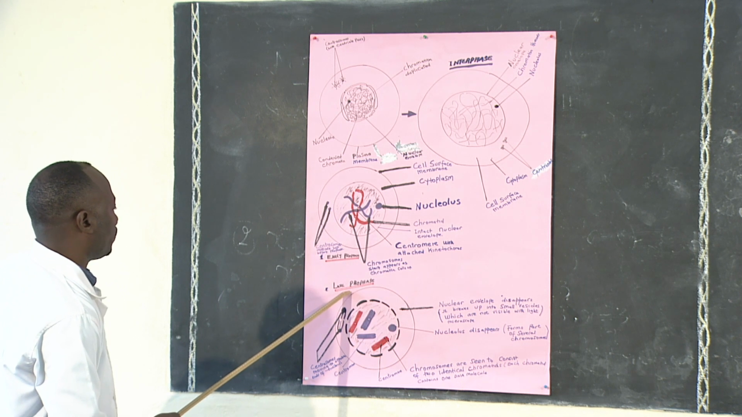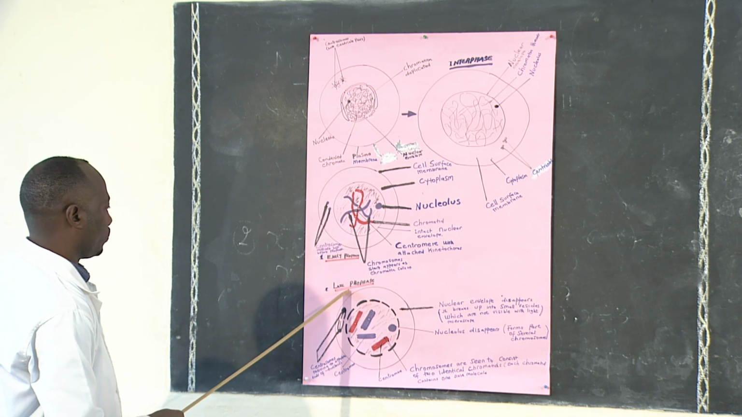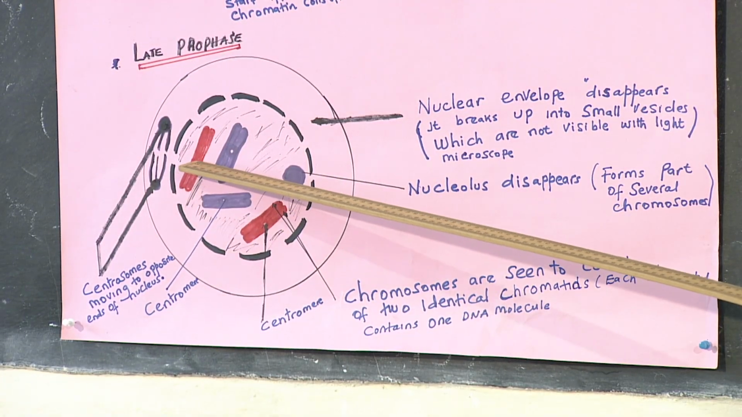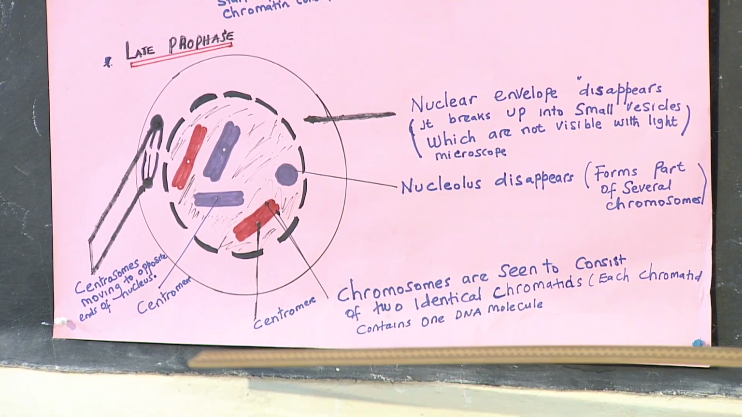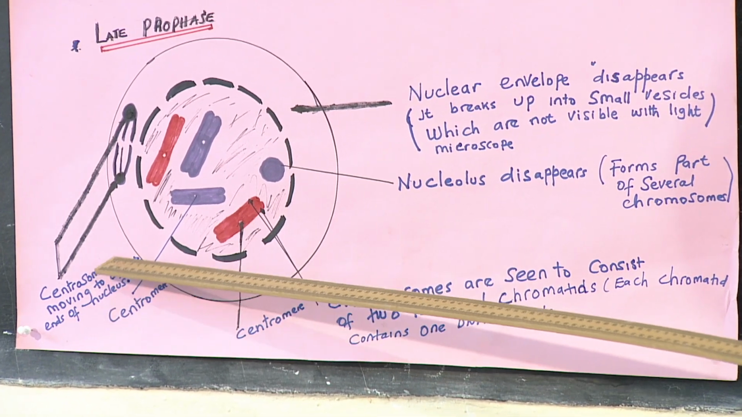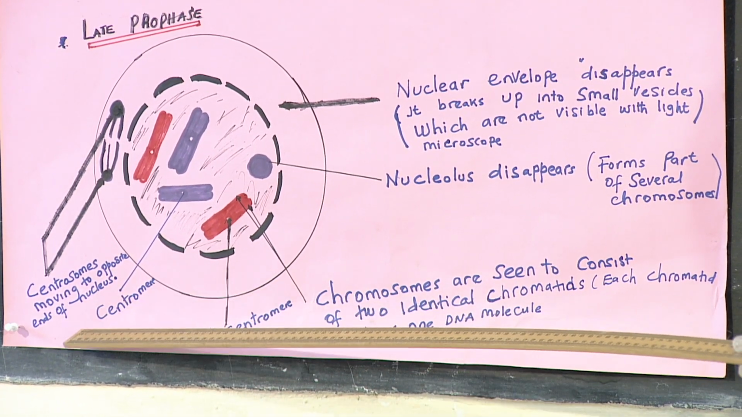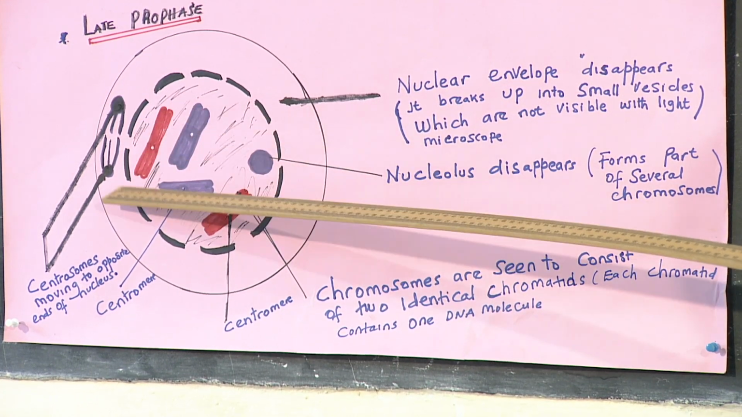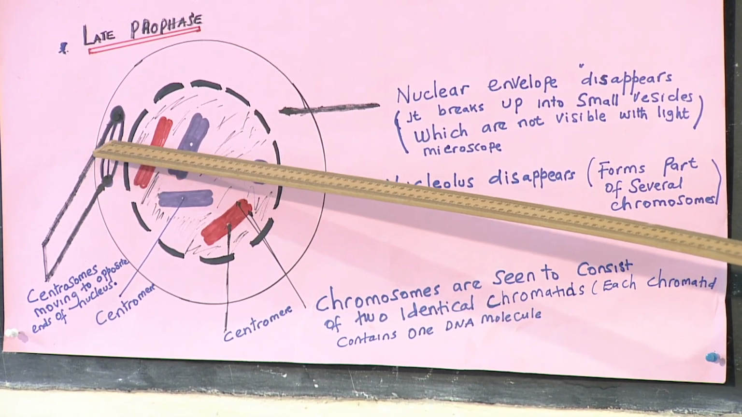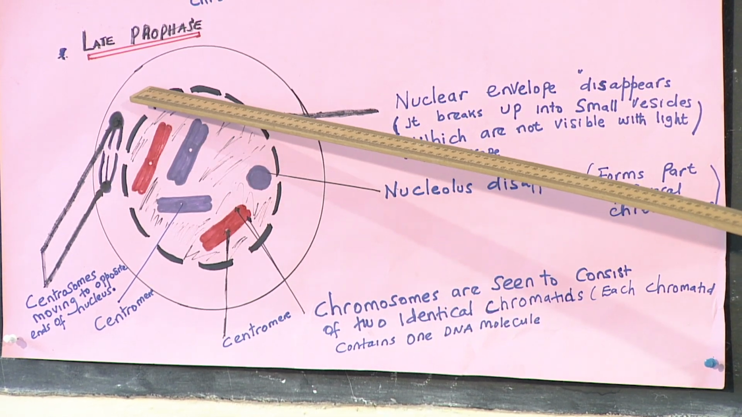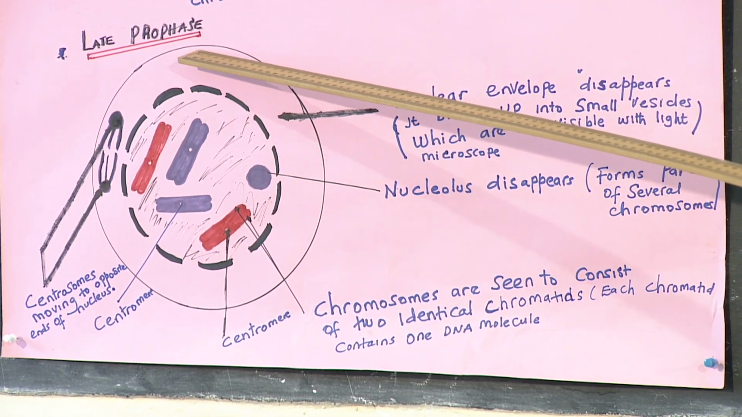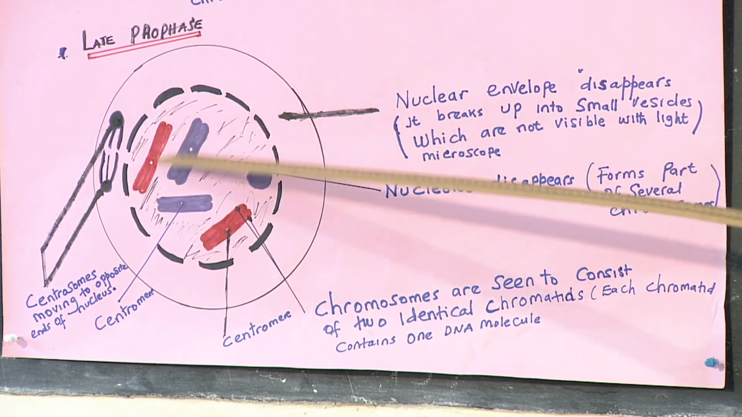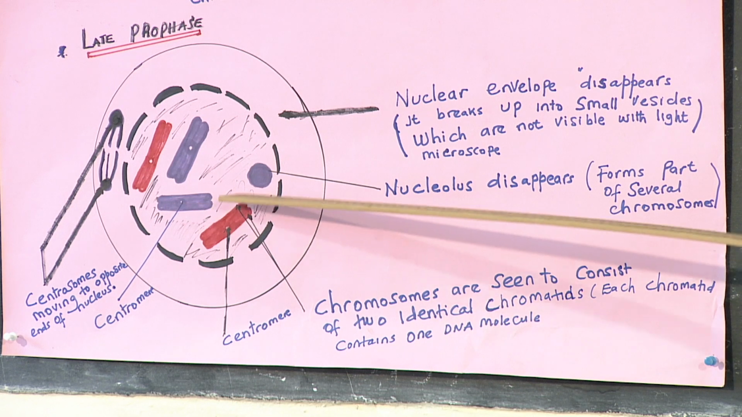You can also talk about this diagram, which is called late prophase. In late prophase, as you can see, the chromosomes are now clear and visible. The centrosomes move to the opposite poles of the nucleus. These are called the centrosomes, or sometimes centrioles, and these are called the asters. They are moving to opposite ends of the cell. One is moving to the north pole, another moves to the south pole. What characterizes this is that the chromosomes are visible.